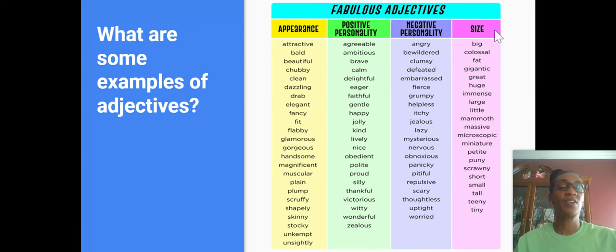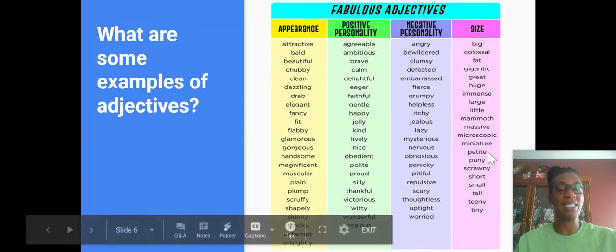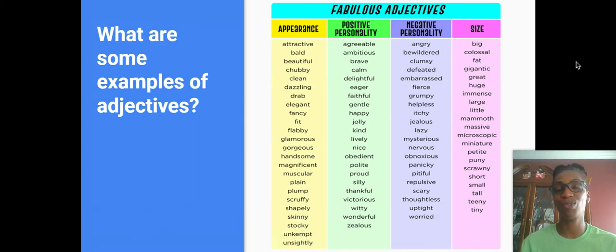Some other adjectives are size: little. They talked about the little bird in the comic strip. Then you have big, giant, large, massive, miniature, petite, scrawny, short, small, tall, teeny, tiny. All right, so those are all descriptive words or adjectives. So I'll give you lots of examples.